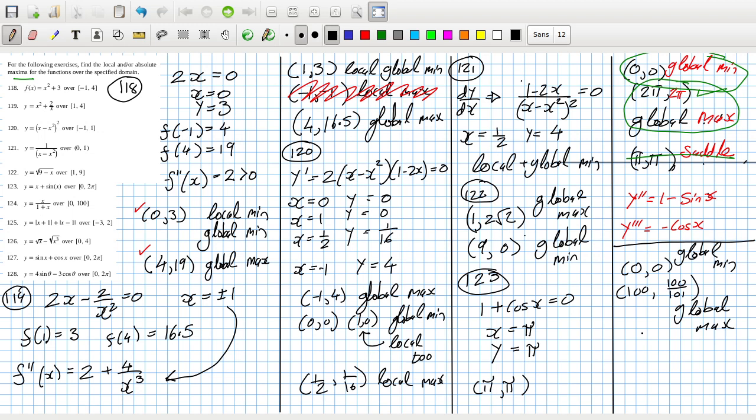And I doubt there's any locals, because if you calculate the derivative here, you'd get the bottom squared, and then it's the bottom times the derivative of the top, minus the top times the derivative of the bottom, which is minus x. So you can't get this equal to 0, and the value when it's undefined is not included. So that's not going to be equal to 0. So yeah, as I thought, it's just global min and global max at the ends. 124. Yeah.